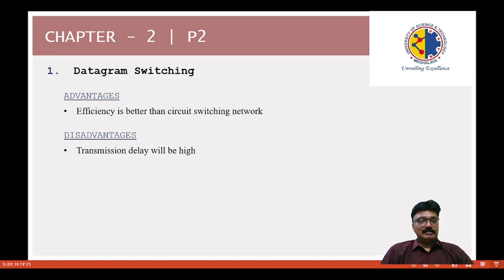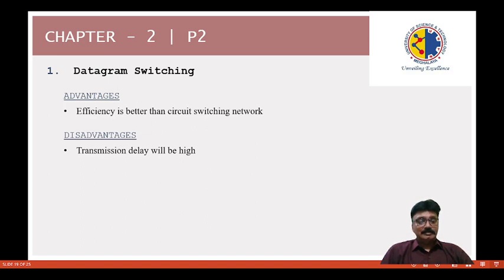So the advantage of datagram switching is efficiency, which is better than circuit switching. Each and every packet travels in a different path, so there is no dedicated route. So it can easily reach the receiver fast.